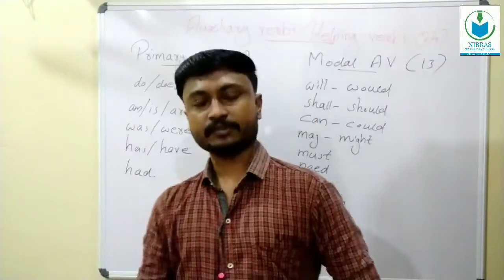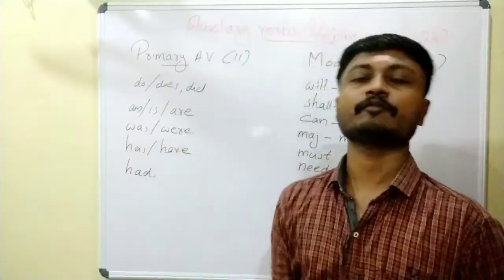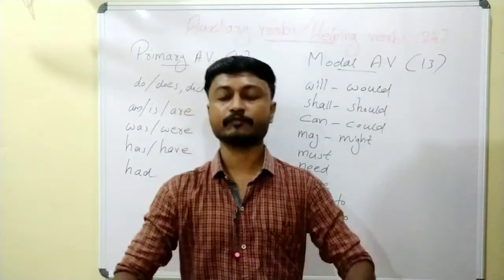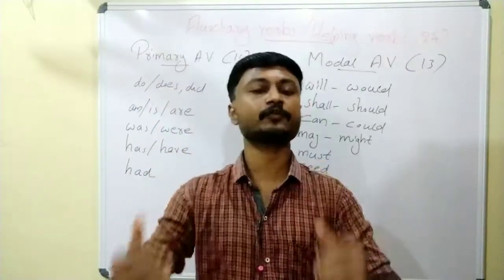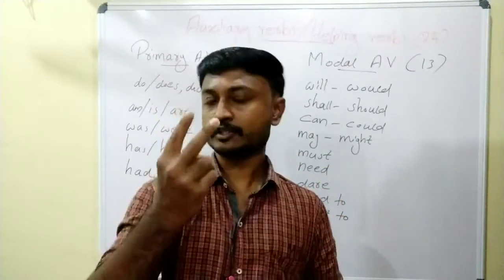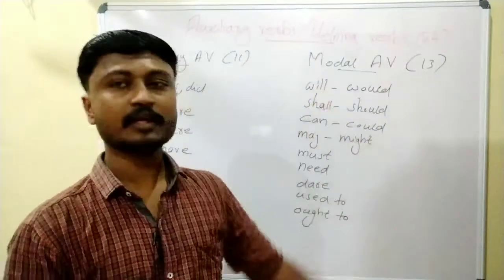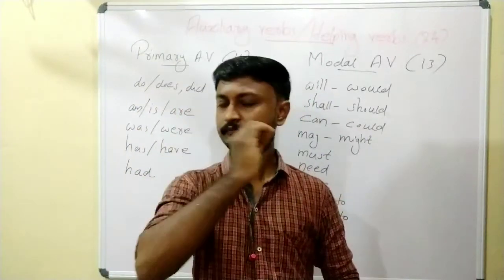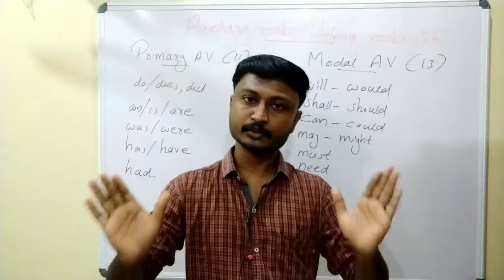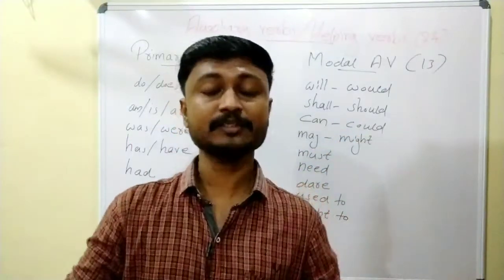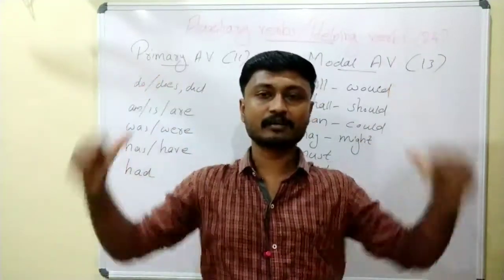The next topic that we are going to take before entering into tense is auxiliary verbs, otherwise called helping verbs. In English, there are 24 auxiliary verbs and these 24 auxiliary verbs are divided into two types: primary auxiliary verbs and modal auxiliary verbs. And if you can use these 24 auxiliary verbs correctly in your sentence, you are perfect in English. So let's look at which are the auxiliary verbs.